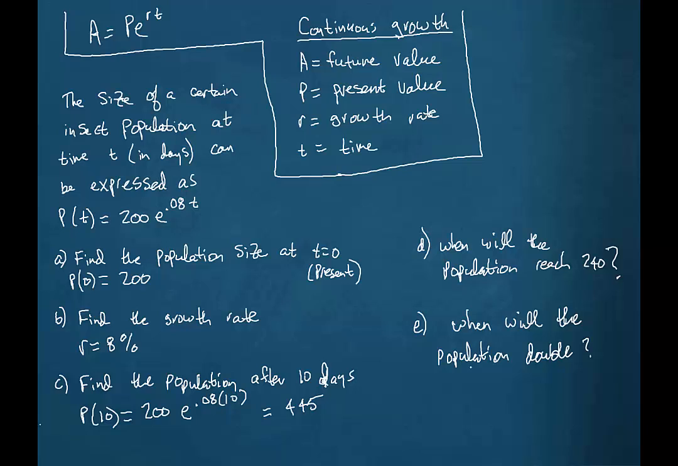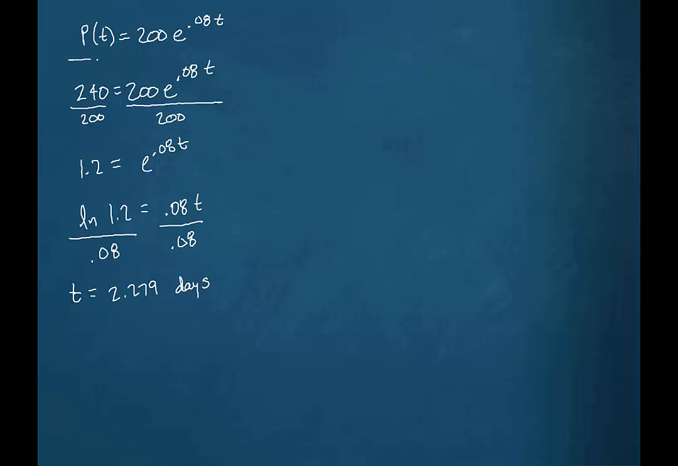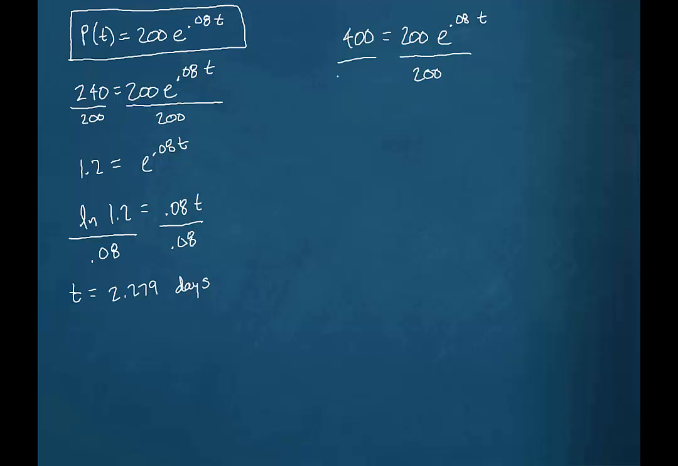The next question says, when will the population double? When the population doubles, this particular expression here would be equal to 400 because we start with 200. So we would have 400 equals 200 times e raised to the 0.08t. And we're pretty much going to proceed in the same way. We'll divide both sides by 200, and we'll have 2 over here.